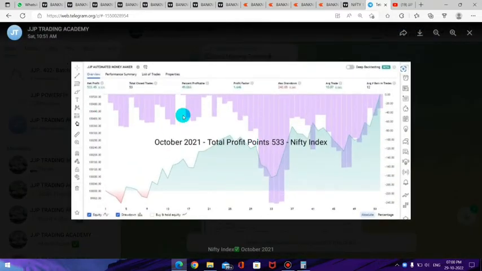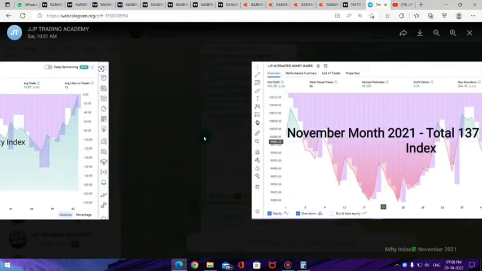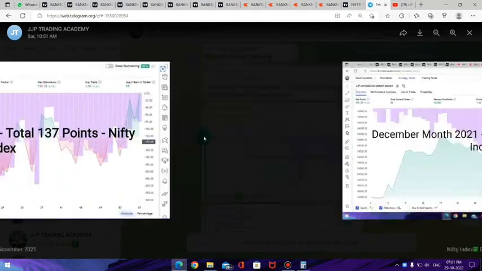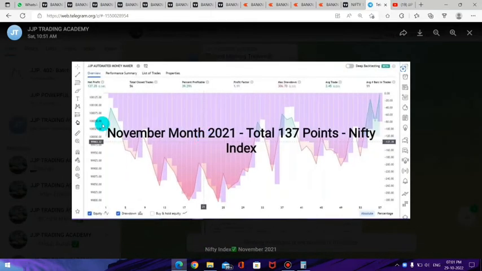If you see the Nifty October performance, 533 points have been met in October. This is the first month we are calculating for the backtest, that is 2021. So 533 points have been achieved for the month end. This is the performance you can continuously see. As a minimum, you can see 137 points have been met in November 2021.